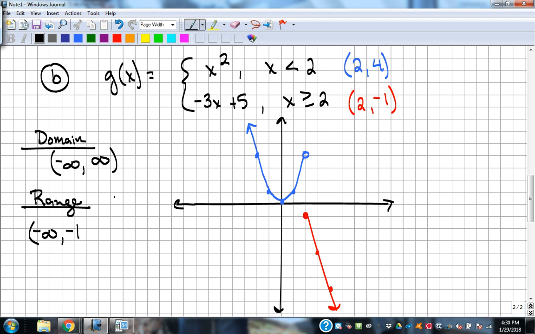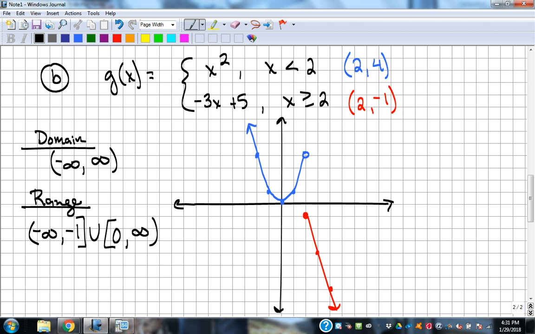Is -1 included or excluded? It's included. Why? I got the equal to sign on my domain up here, and that's a filled in dot on my graph. Okay, so bracket on that. What's the next y value that gets used? 0, because we jump up to the blue part, and the lowest one there is 0, and then it goes where? To infinity, because that left side just keeps going up forever. There we have from 0 to infinity. So that's the range out of that.